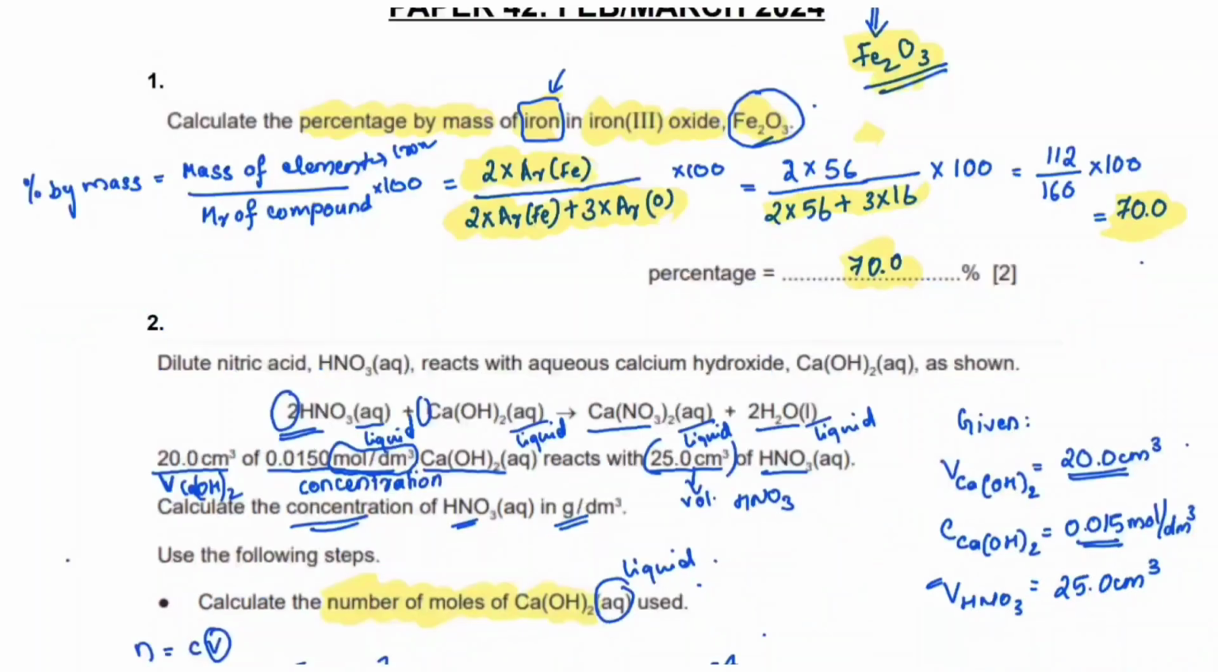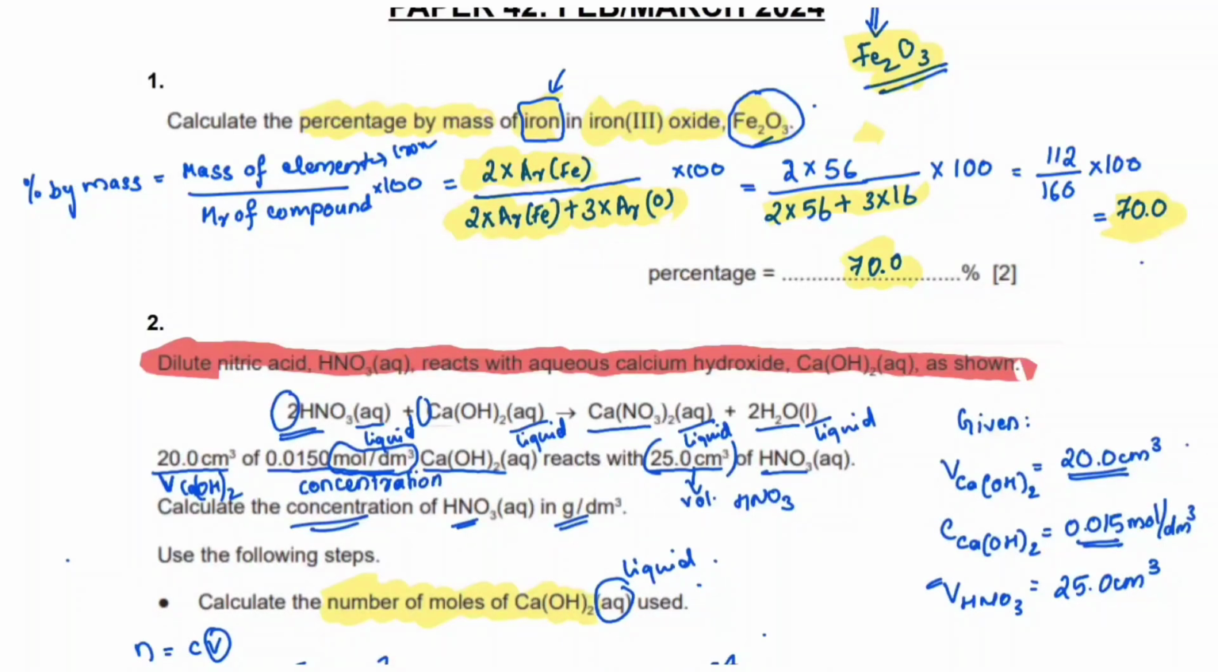Okay. The next question is a typical stoichiometry based question. Let's first read through the question to understand what it actually asks us. So the question says, dilute nitric acid, HNO3, reacts with aqueous calcium hydroxide, Ca(OH)2, as shown. So the equation is shown, which says 2HNO3 aqueous plus Ca(OH)2 aqueous gives Ca(NO3)2 aqueous plus H2O.